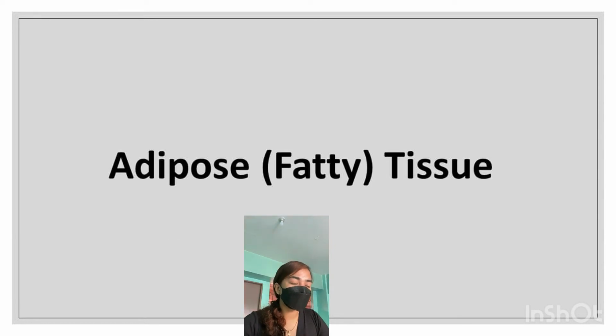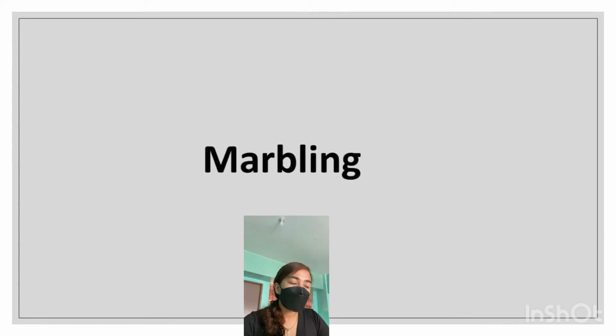Adipose or fatty tissue. Adipose tissue is simply fat, which serves as insulation under the skin and as padding for internal organs. Fat found within muscles is called intramuscular fat or marbling. Marbling is fat deposited in the muscle that can be seen as little white streaks or drops. Marbling contributes to the flavor and juiciness of the meat.